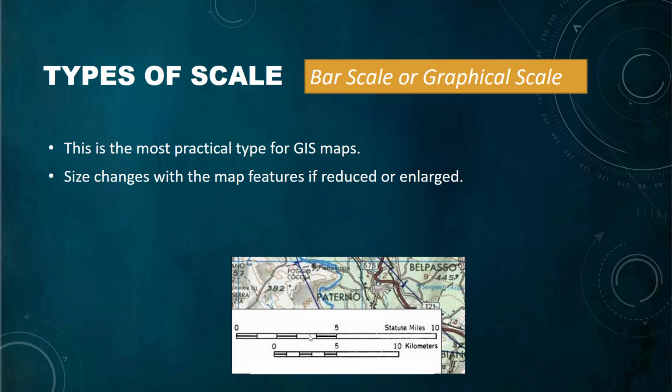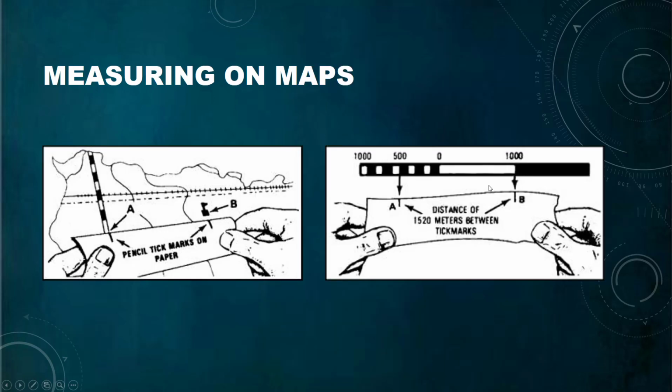If you're zooming in and out on Google, you'll notice your scale bar changes with you. That's a different animal. I'm talking about a static map that we shrink down or we blow up in order to see it better. And the scale bar travels with it, and so this is really the most practical scale type to put on a map, the scale bar. Okay? So, what do we do with it once it's on there?